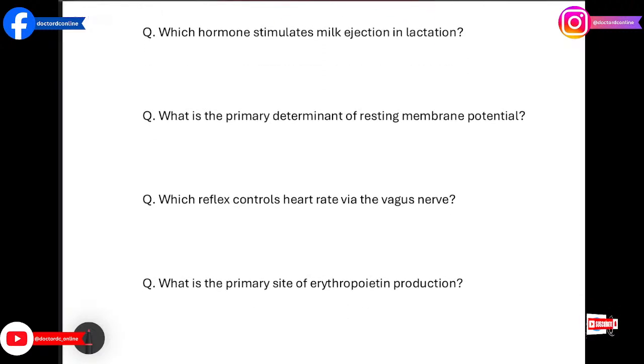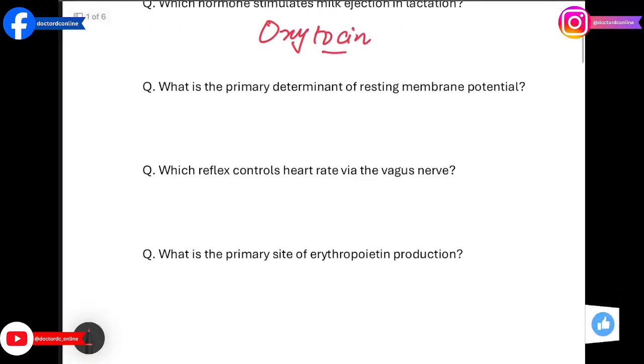The next question is, which hormone stimulates milk ejection in lactation? And the answer is oxytocin. It causes myoepithelial cell contraction in mammary glands.